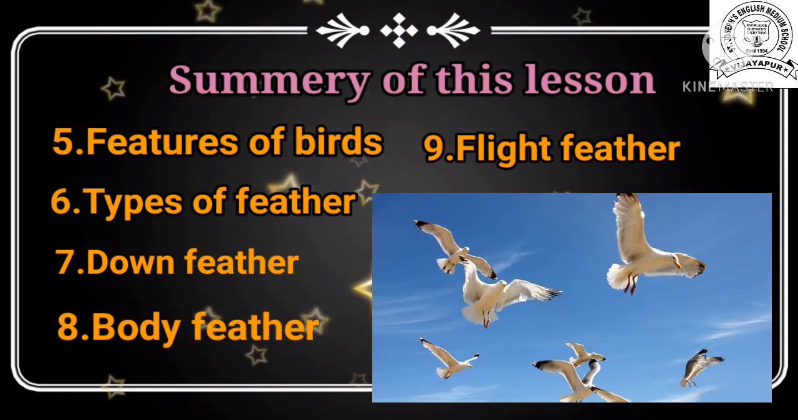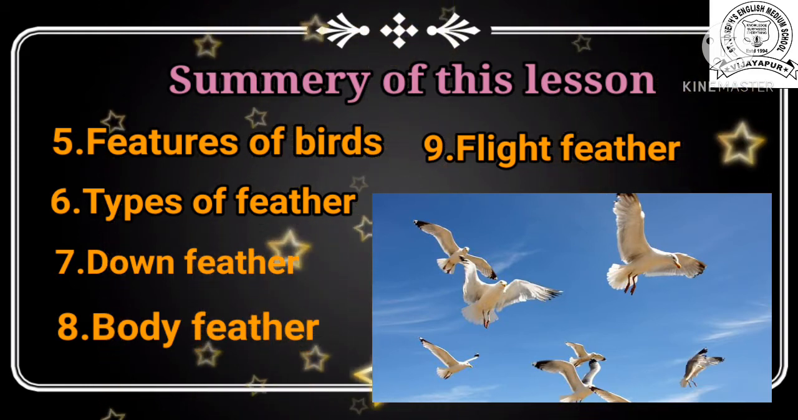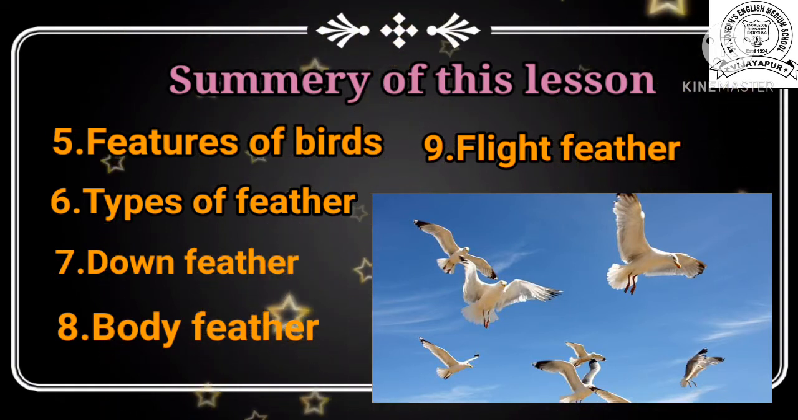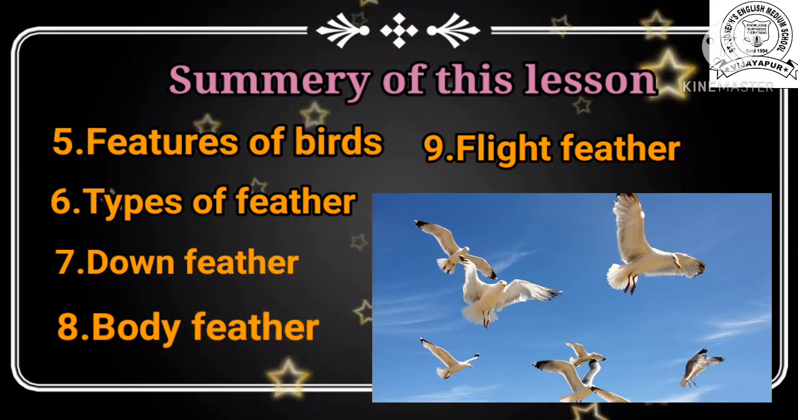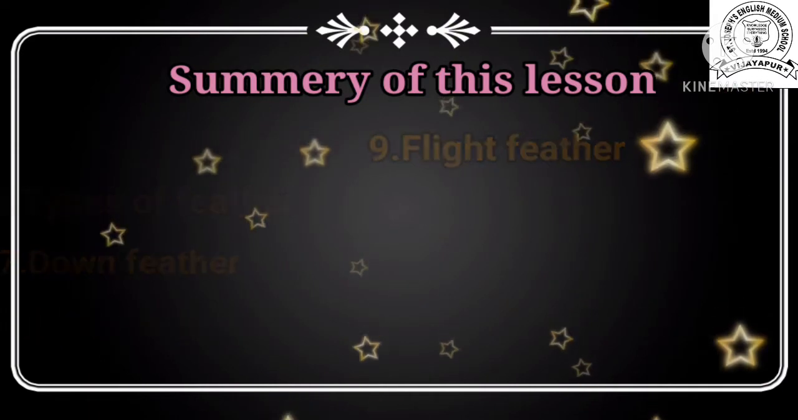It is present on the wings and it is very useful for flying. Then the last feather is the tail feather. Tail feather works like a brake. I tell my children, it works like a brake. When the bird wants to stop flying, at that time it uses its tail feather.